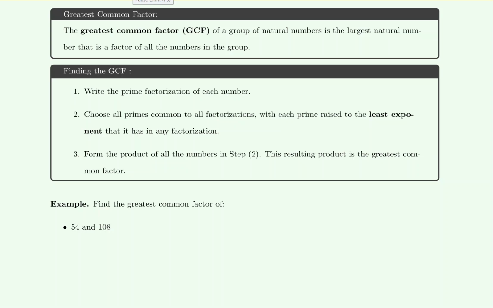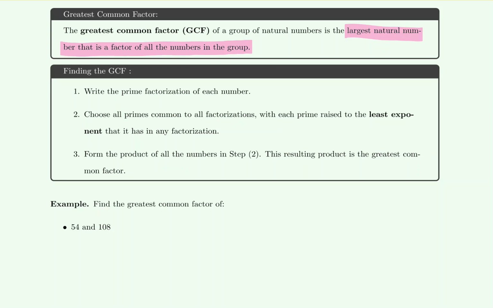In this video, we'll talk about the greatest common factor and least common multiple, and then apply it to a few word problems. Let's begin with the definition of greatest common factor. The greatest common factor of a group of natural numbers is the largest natural number that is a factor to all the numbers in the group.